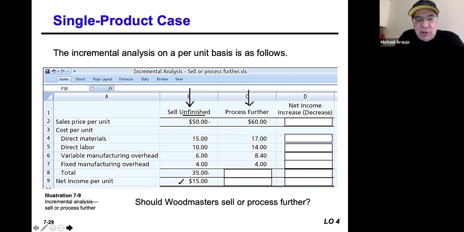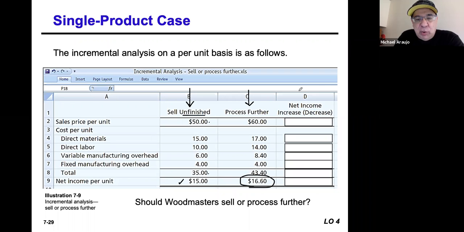No change in fixed overhead, so that's still 4 bucks. So the new cost of the table is $43.40. Now they're selling them for $60. The costs have gone up to $43.40. What is the profit? Well, now the profit is $16.60. So it's a larger profit.